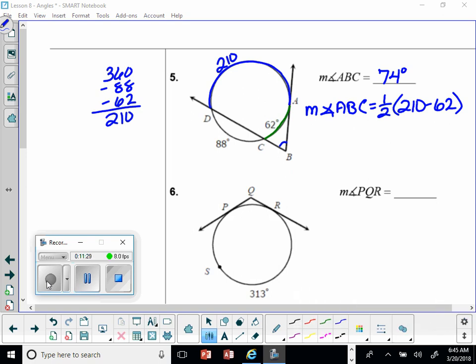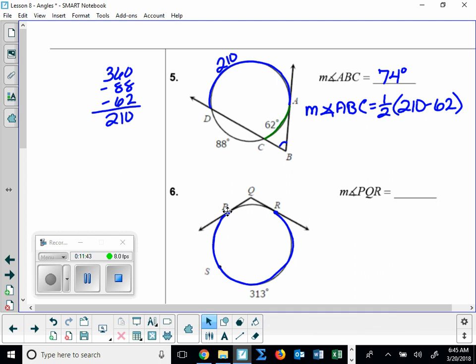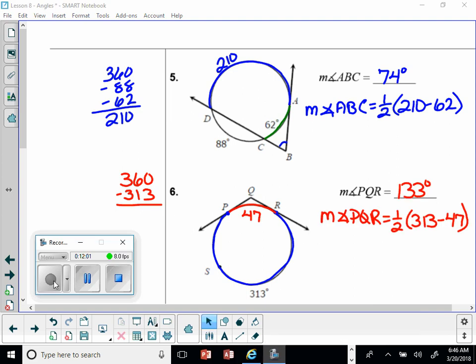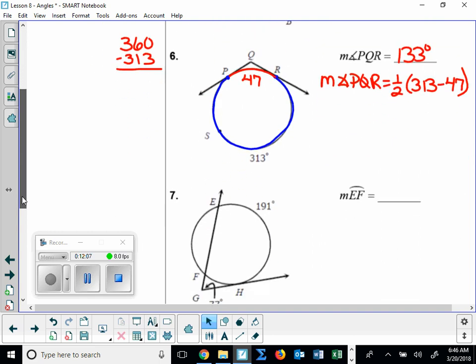Okay. Number 6, 2 tangents. And look, we've got the big arc, right? This is going to be a half the difference problem. We have this one. It's 313. I'm missing PR. How am I going to find that? 360 minus 313? All right, so pause your video and try this one, please. Okay, 1/2 the difference, and the measure of angle PQR was 133 degrees.